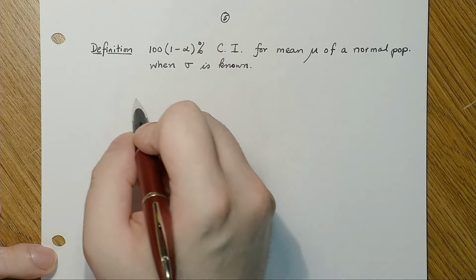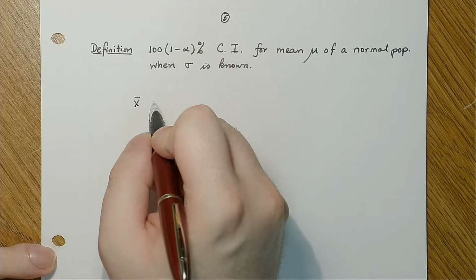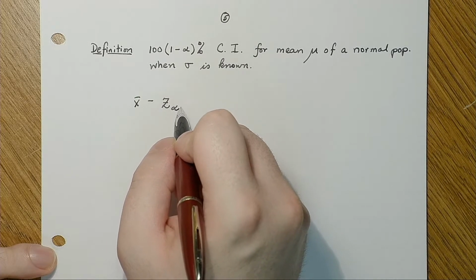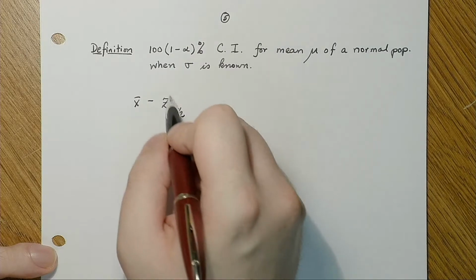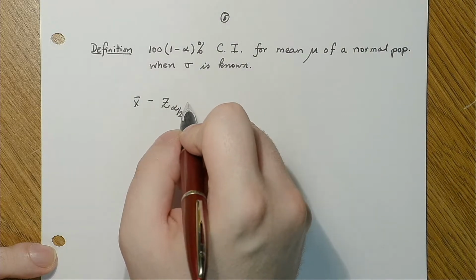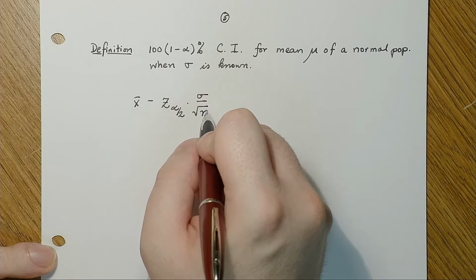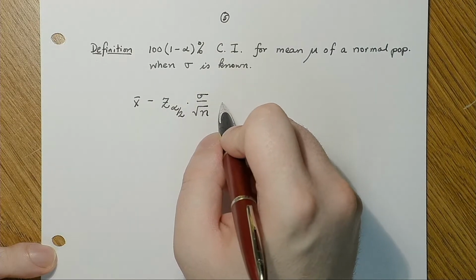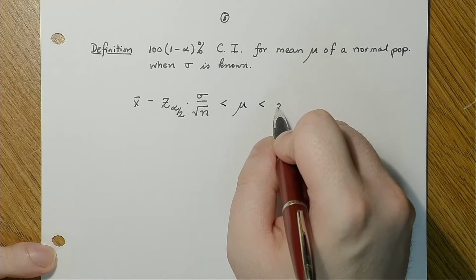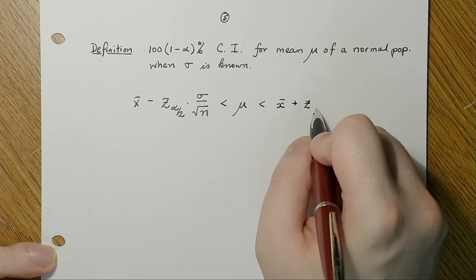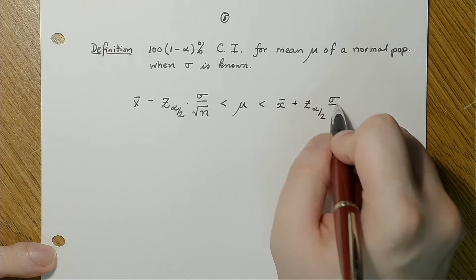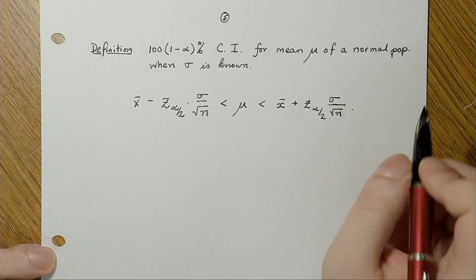So that's given by x bar minus z value of alpha over 2, right? Because we need it to be symmetric. So we need some area over here as well as the area for the upper bound, times sigma over square root of n. And we'll have this less than mu less than x bar plus z alpha over 2. So we have the plus, and over here is the minus. So that's our interval.